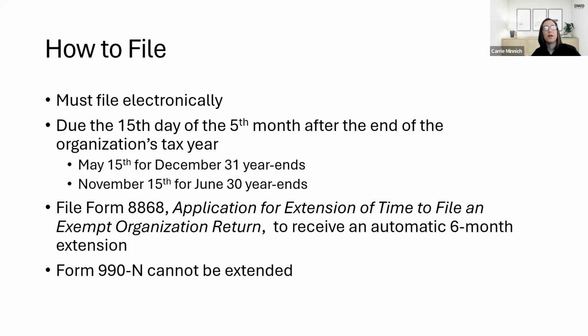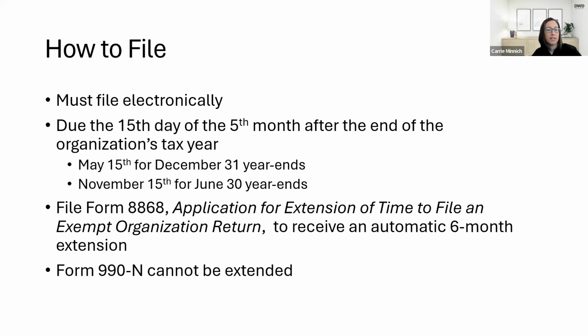If you have a circumstance where you're unable to file by that deadline, you can file for an extension. You do that on Form 8868. As long as that extension is filed with the IRS by the original due date, you can receive an automatic 6-month extension.